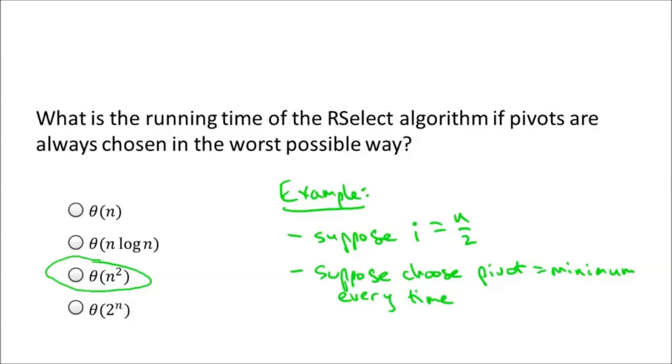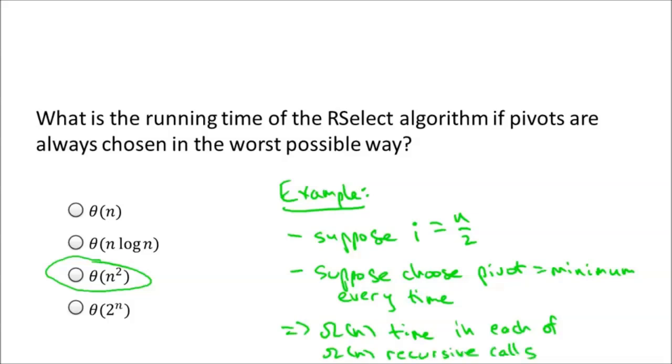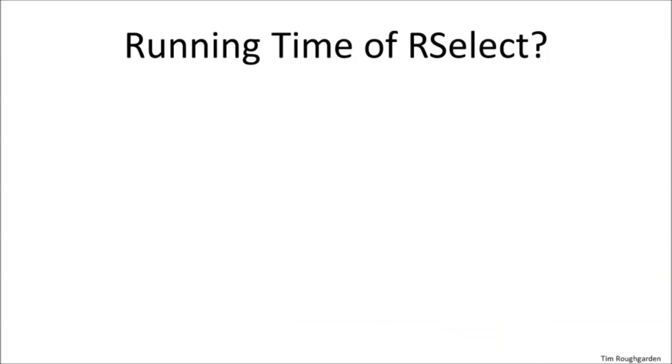Of course, this is an absurdly unlikely event. Frankly, your computer is more likely to be struck by a meteor than it is for the pivot to be chosen as the minimum element in every recursive call, but if you really had an absolutely worst case choice of pivots, it would give this quadratic runtime bound.